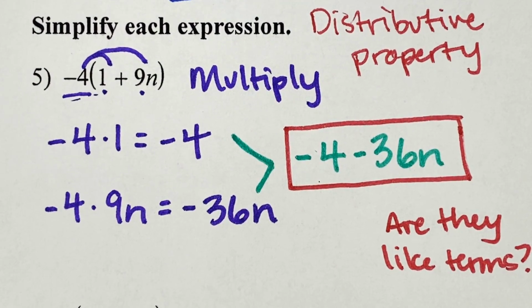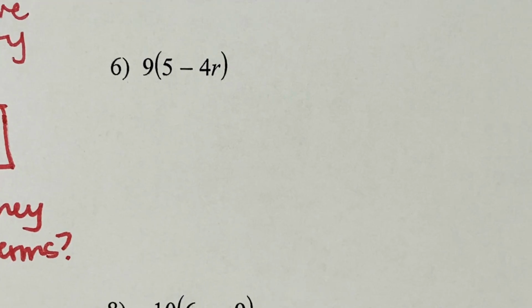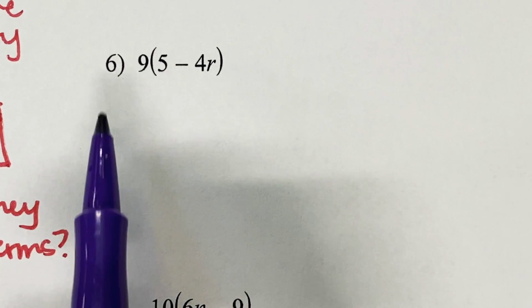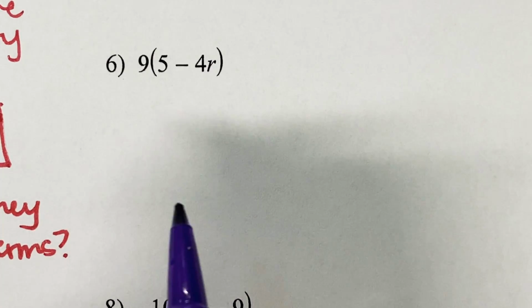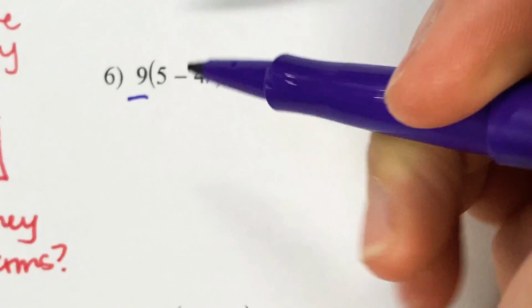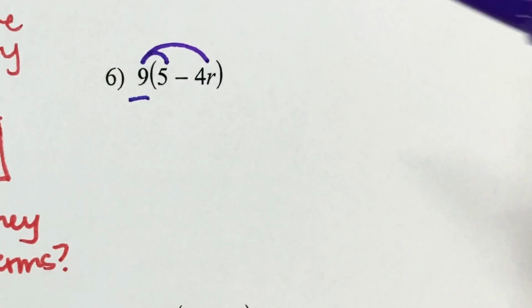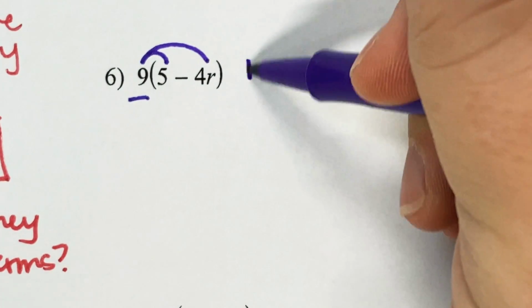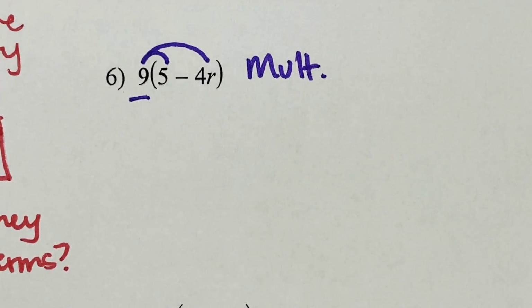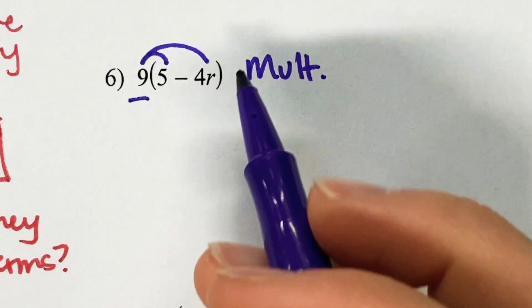Perfect. Let's look at number 6. First thing we need to identify is the number right in front of our parentheses that needs to distribute inside the parentheses. It wants to come inside and hang out with everything inside, right? So that is going to be that 9. The 9 is right in front. It wants to distribute, which really means multiply to everything inside.